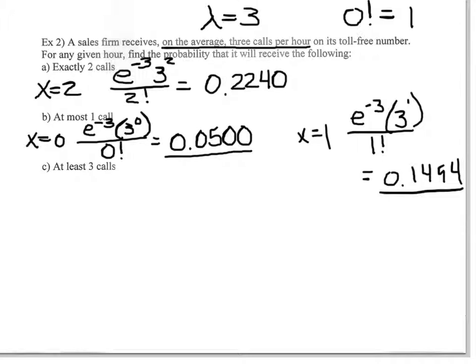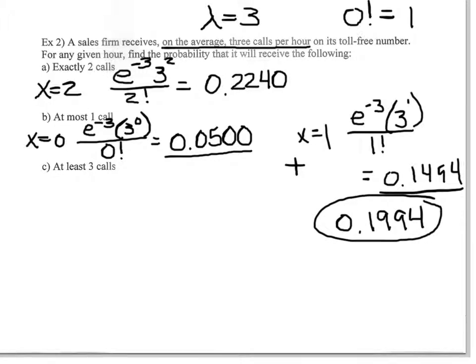So now how do I find the probability of at least 1 phone call? I'm sorry, at most 1 phone call? Add them up. So the probability of at most 1 phone call would be those 2 numbers added together. That would be my answer to B.